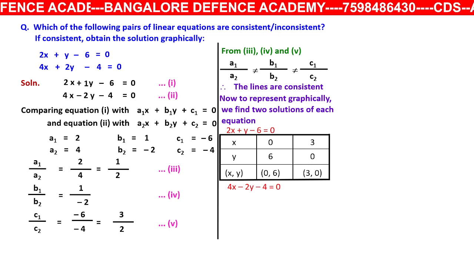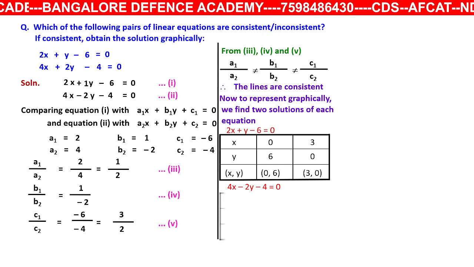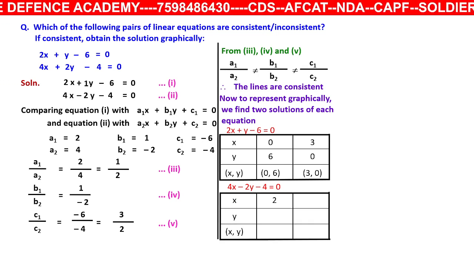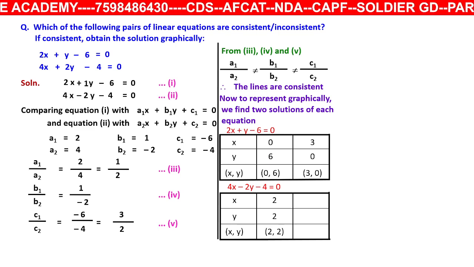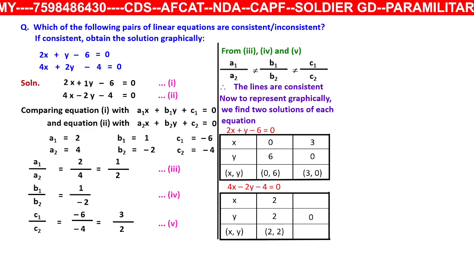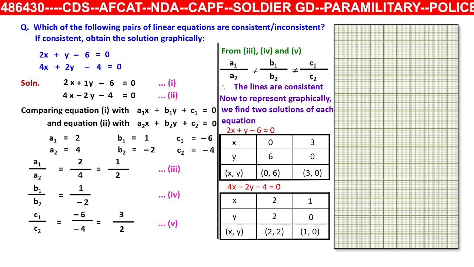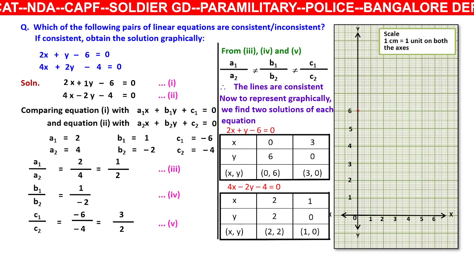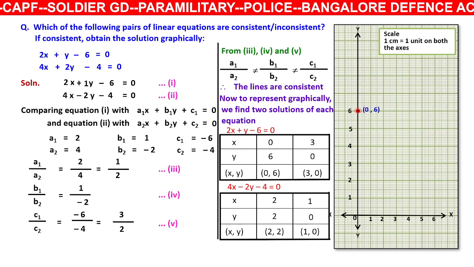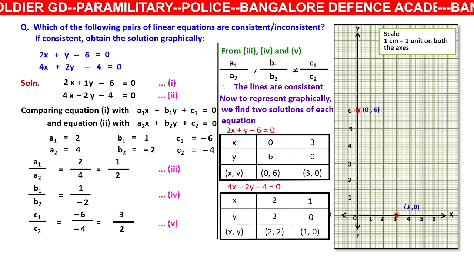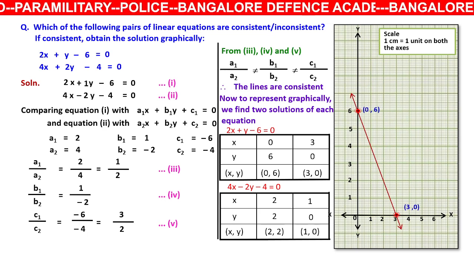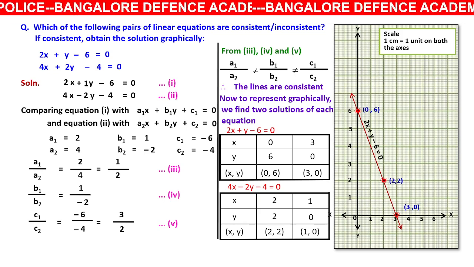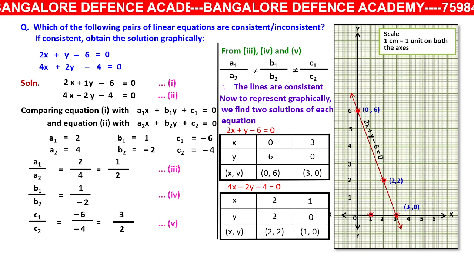Now the second equation 4x minus 2y minus 4 is equal to 0. You have to take x and y. First you take x is equal to 0. You get y is equal to minus 2. And you take next condition y is equal to 0. So you get x is equal to 1. So when you plot this on the graph, for the first line you get the points 0 comma 6 and 3 comma 0. So when you draw this, this is the line for the first equation. Okay, and now for the second equation you have 0 comma minus 2 and 1 comma 0.